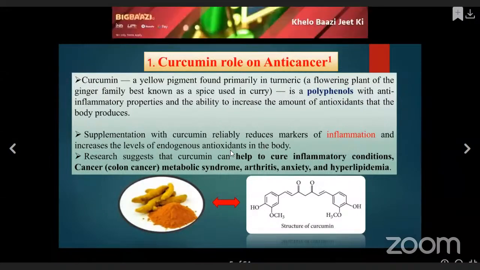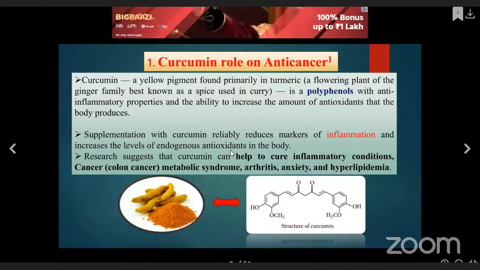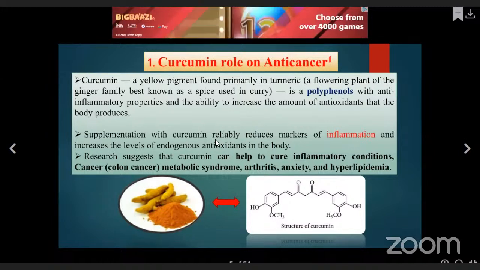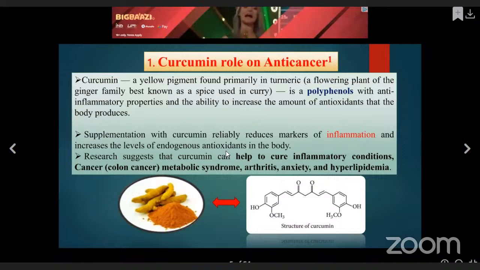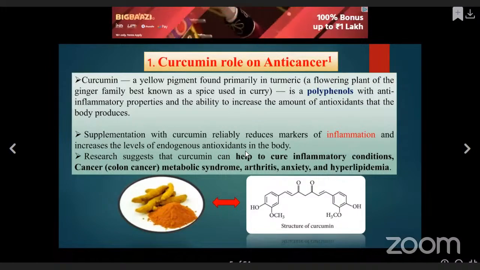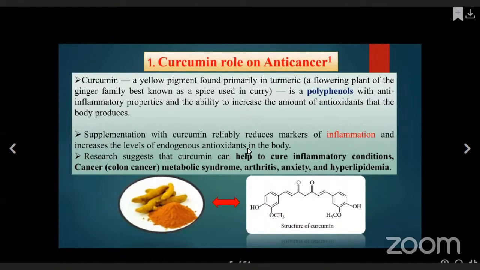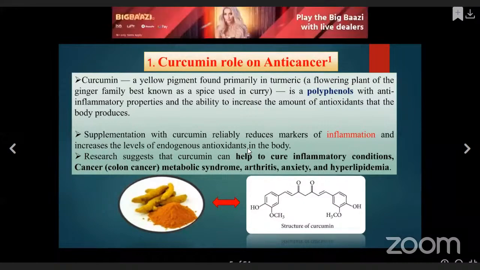So the antioxidant means, because of taking some food, they'll generate some free radicals in our body. Free radicals are highly prone to damage other organs and other molecules. So antioxidants are the compounds which will neutralize the free radicals, such as hydrogen peroxide free radicals and superoxide free radicals.